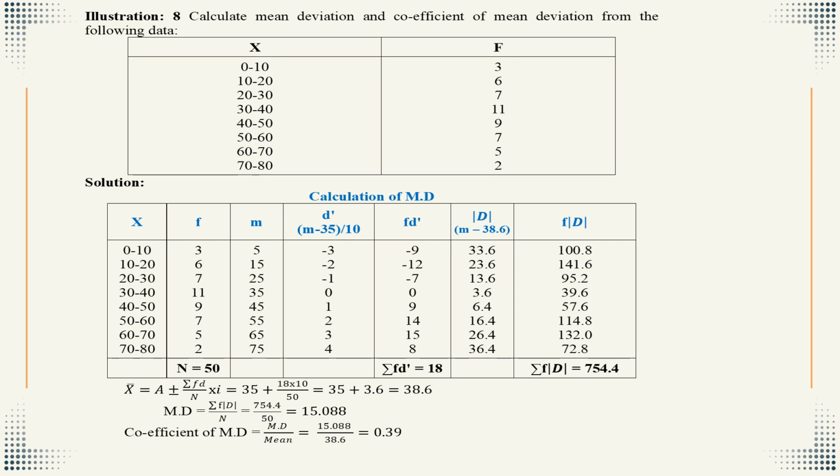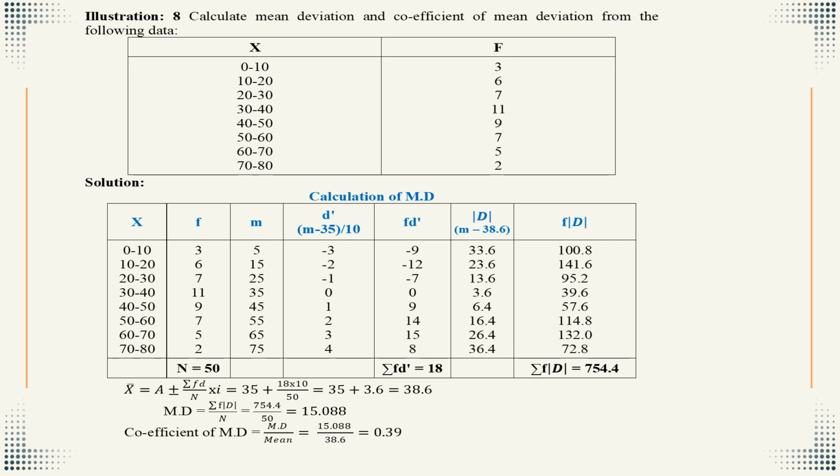Now the calculation of mean deviation for continuous series. For that, illustration 8 has been given. Here two columns, x and y, are there. X contains the continuous series, that is the variable 0 to 10, 10 to 20, like that till 70 to 80. Corresponding frequencies are given in the second column. Then let us see the solution. Here the assumed mean has been taken as 35.